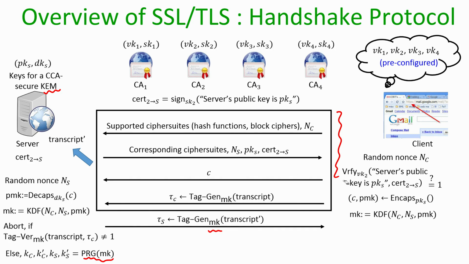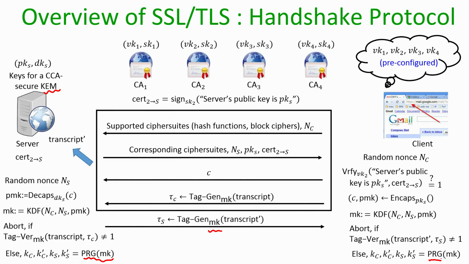What the client is going to do is perform the verification on the transcript prime using the master key. If the verification fails, it aborts; otherwise it also runs the same pseudo random generator which was executed by the server on the master key MK and derives the same 4 keys which the server has generated, and this completes the handshake protocol. So, now you can see in this whole handshake protocol we use a public key primitive, namely the key encapsulation mechanism, and along with that we are using the key derivation function and the pseudo random generator.